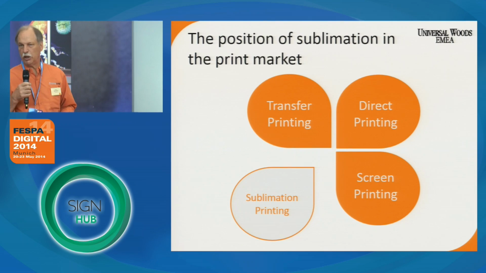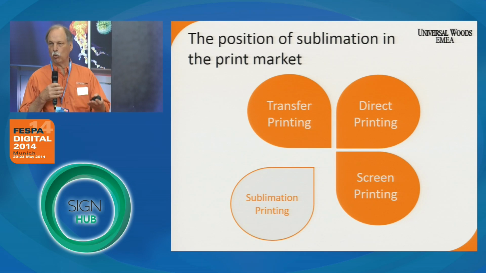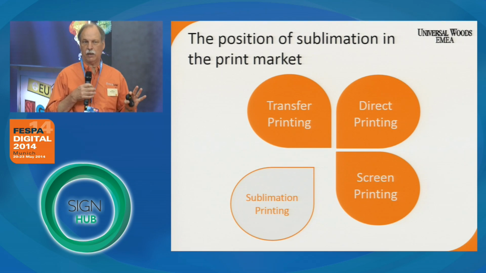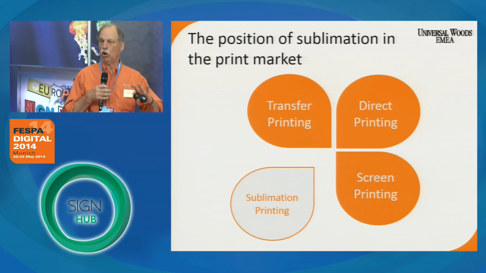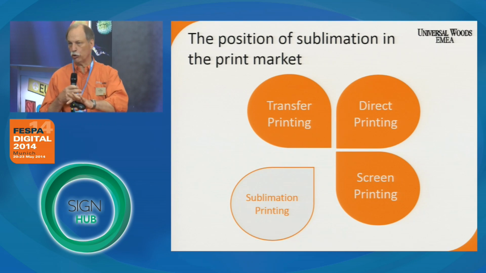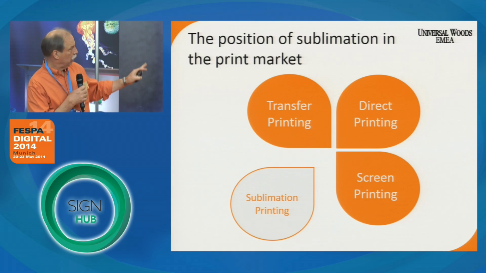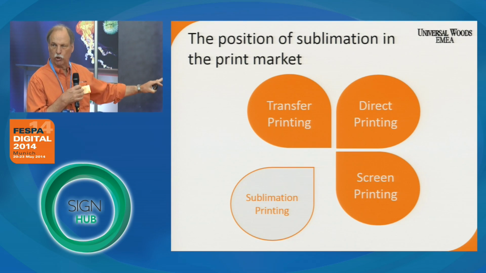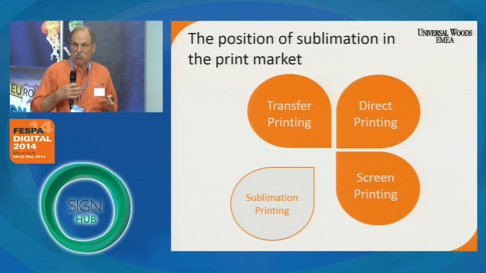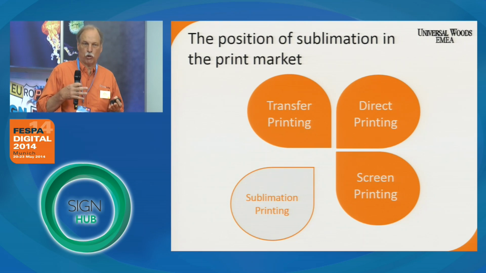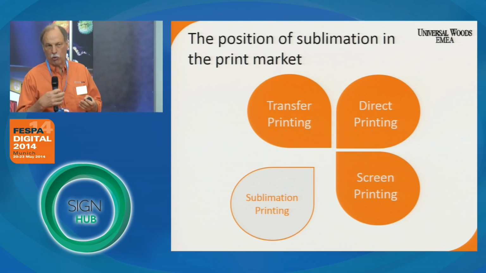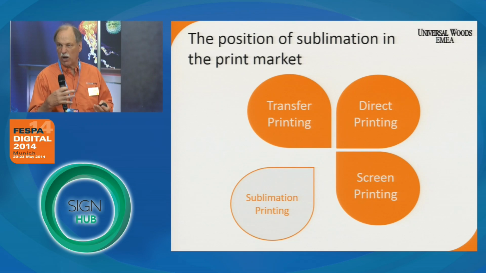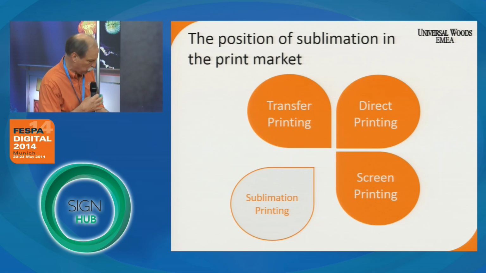And sublimation is simply another way to create a digital image onto different materials. And similar to transfer printing, direct printing, screen printing, sublimation printing is simply a way to create a colored product that might be fabric, might be ceramic, might be a variety of the hard substrates we'll speak about this morning.